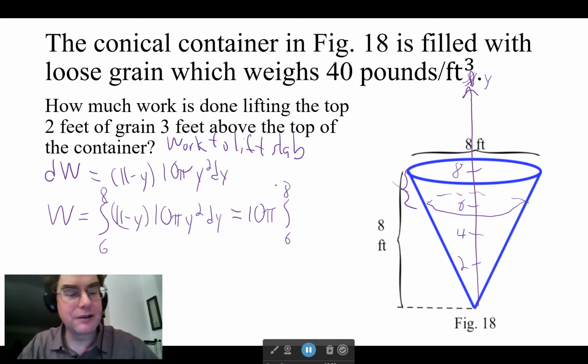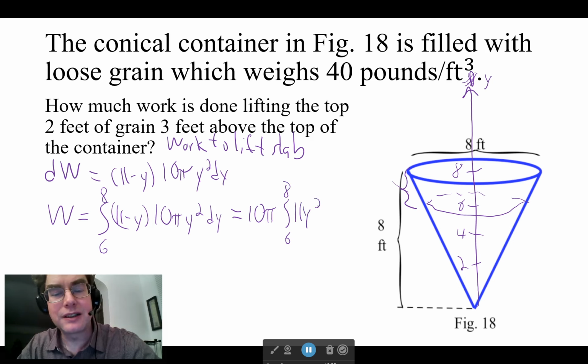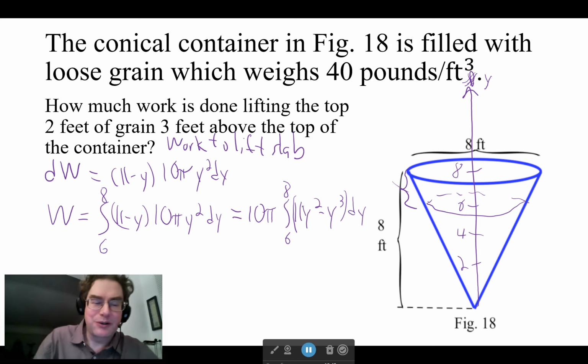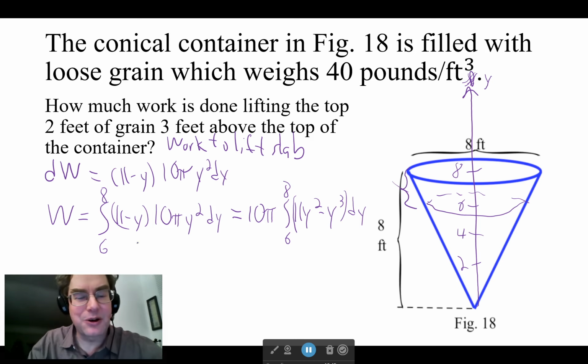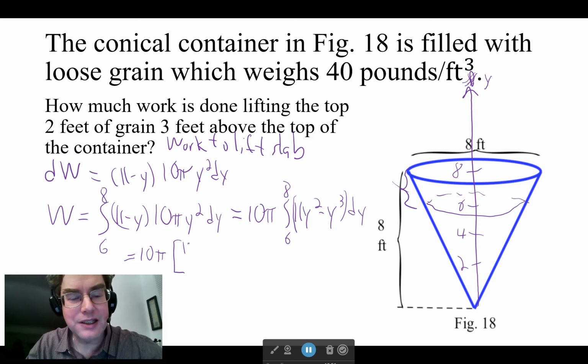Okay, and if we rewrite what's left a little bit, we can get the integral of 11y squared minus y cubed dy. And so again, here is where we're going to pay the price for our particular coordinate system a little bit, because these numbers are going to be pretty big. So we got 10 pi, and when we anti-differentiate, we get 11 over 3 y cubed minus y to the 4th over 4.